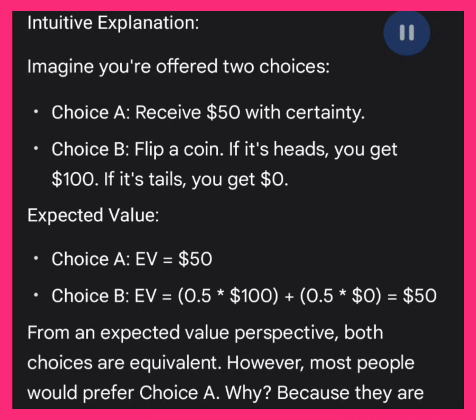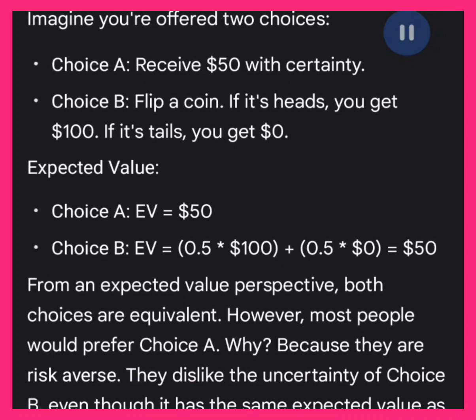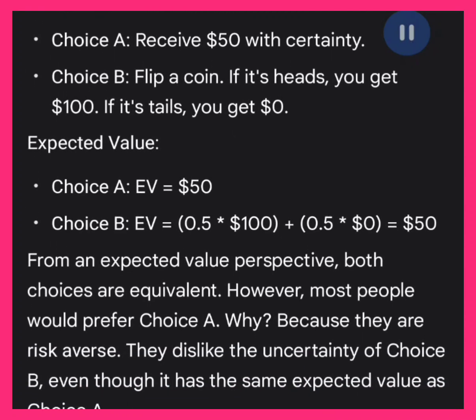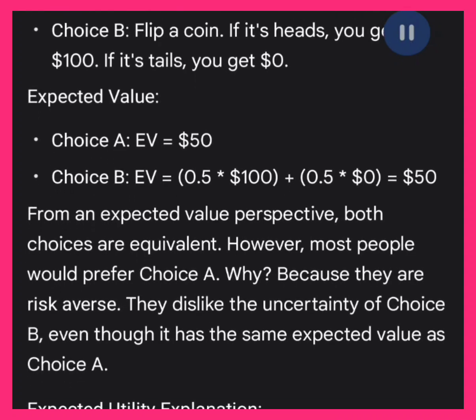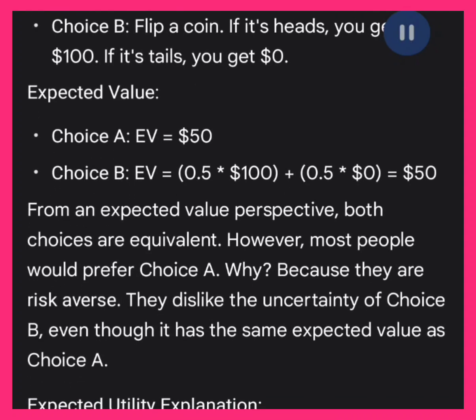Expected value. Choice A. EV equals $50. Choice B. EV equals 0.5 times 100 plus 0.5 times 0 equals $50. From an expected value perspective, both choices are equivalent. However, most people would prefer choice A. Why? Because they are risk averse. They dislike the uncertainty of choice B, even though it has the same expected value as choice A.